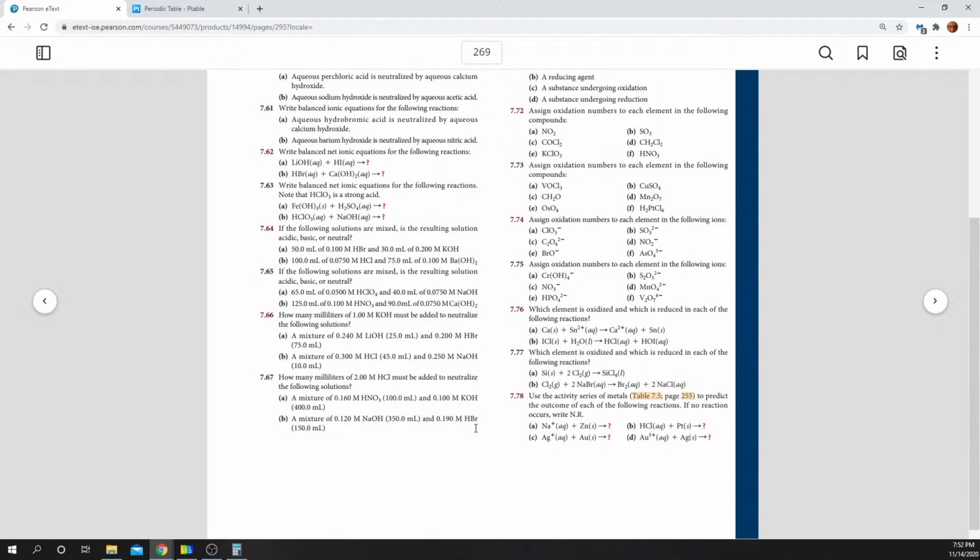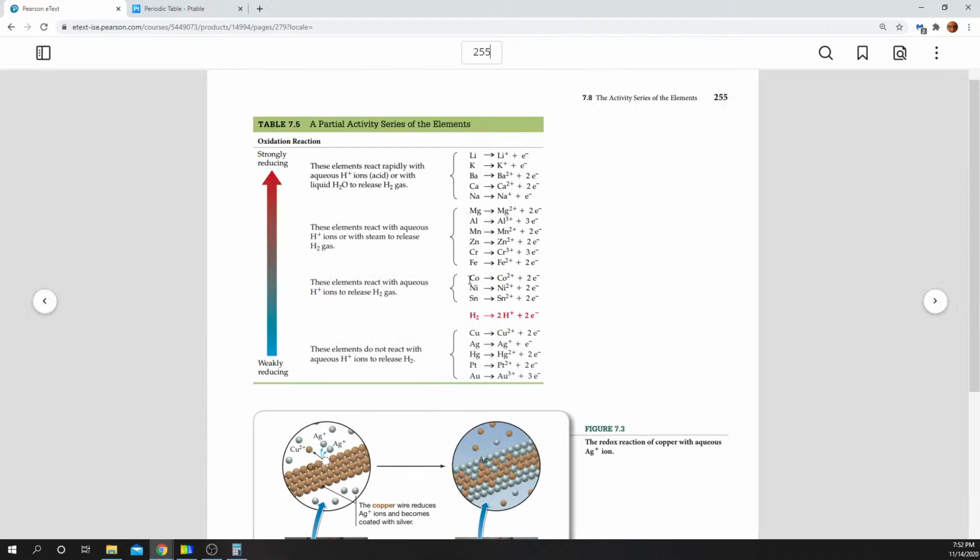78. Use the activity series of metals to predict the outcome of each of the following reactions. Will zinc reduce sodium? It will not. So we go back to page 255 to double check that. Is zinc above sodium? It's not going to be above sodium. Zinc is down here, sodium is up here, so no. Zinc will not reduce sodium.